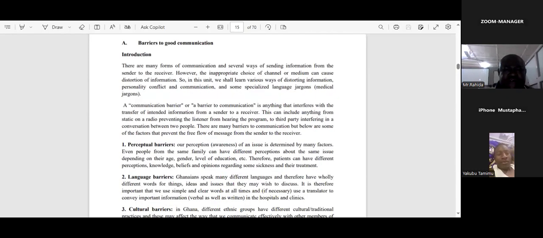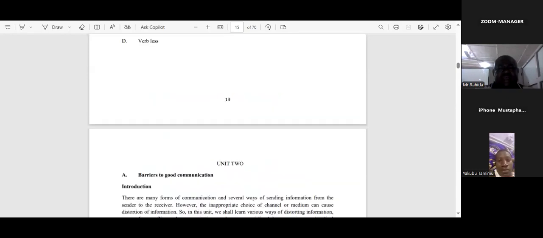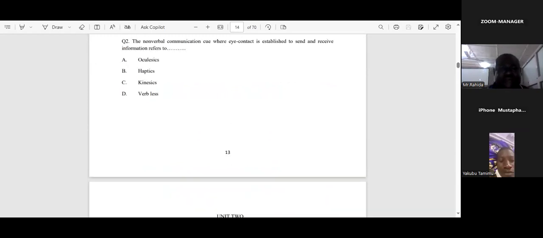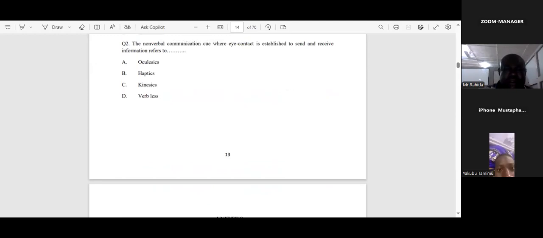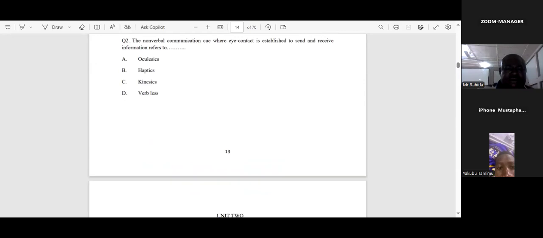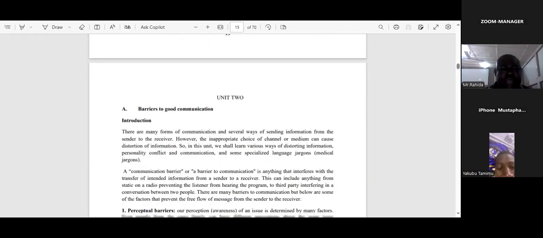So under therapeutic verbal communication, there are other levels of communication. We have interpersonal, we have intrapersonal, we have impersonal, and we have transpersonal.